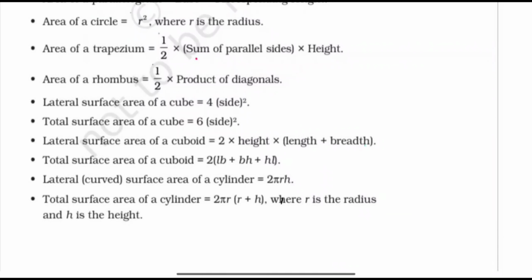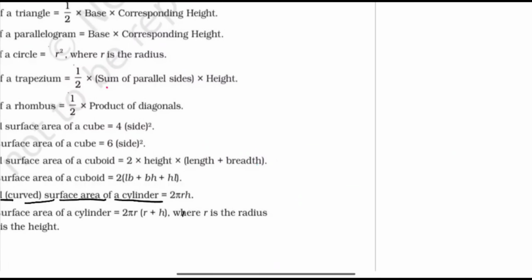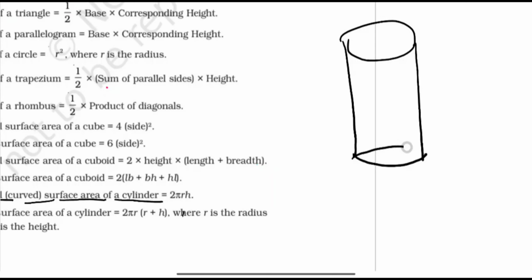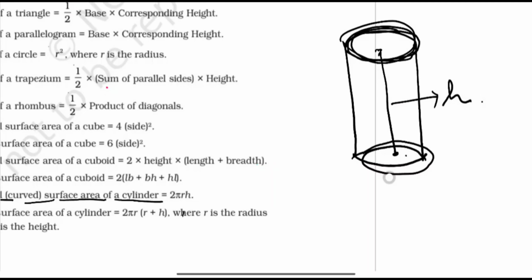Now let's move to the next formula, the lateral surface area or curved surface area of a cylinder. First of all we must know what a cylinder is. A cylinder is such a solid figure which looks like this, and particularly it is a right circular cylinder. The cylinder has 2 flat surfaces and 1 curved surface, right? If this is of h length, this would be its r, the radius of the base.